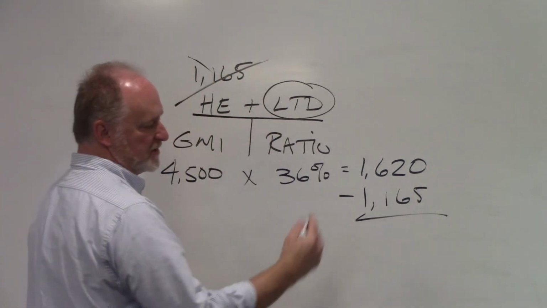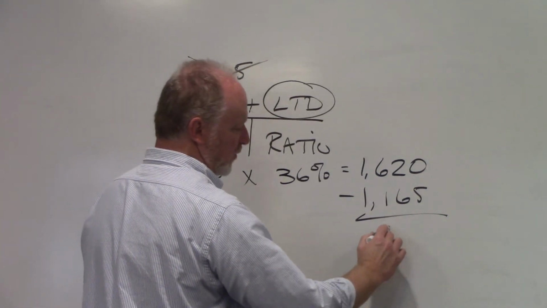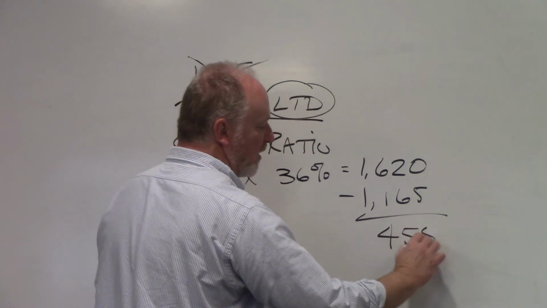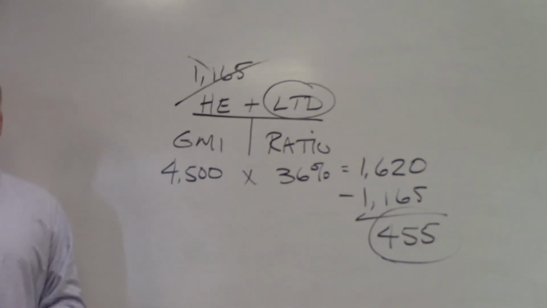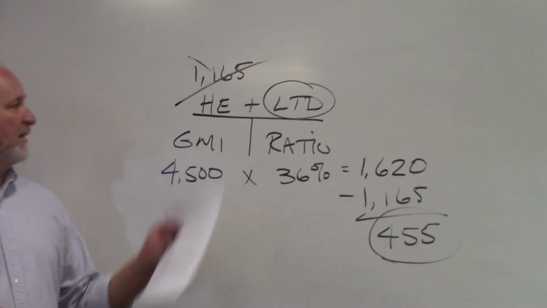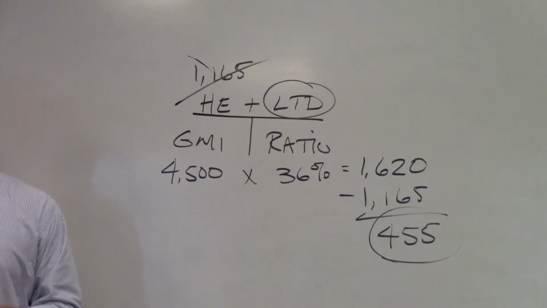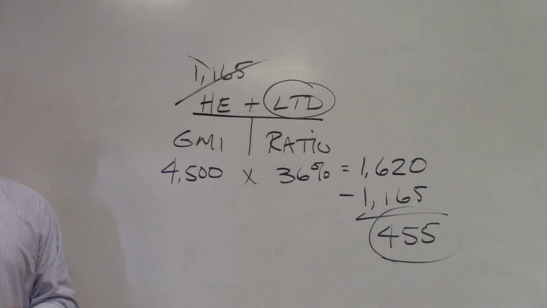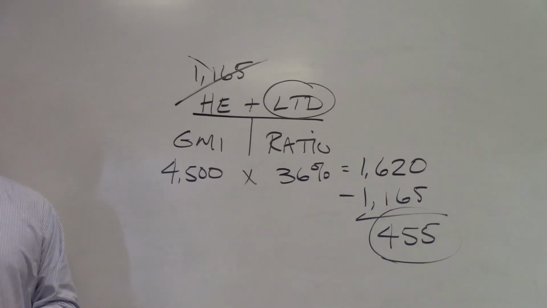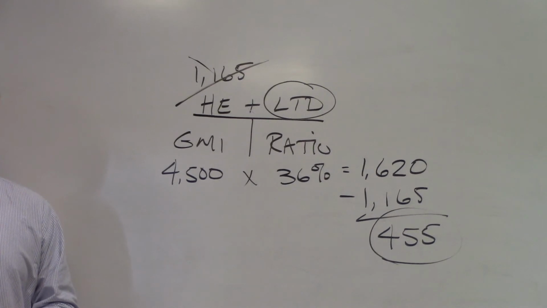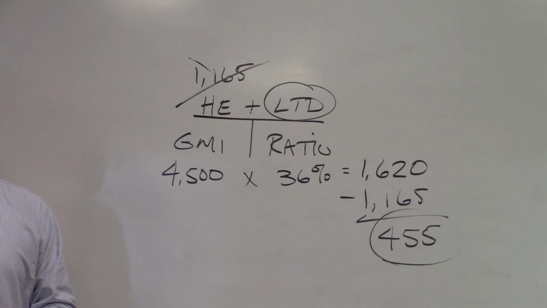And that number comes to, what's that, 455? 455. That's how much debt I can have and still qualify for a mortgage payment, a P&I of 1165, the maximum recurring debt. Okay? Lauren, what do you think about that one?